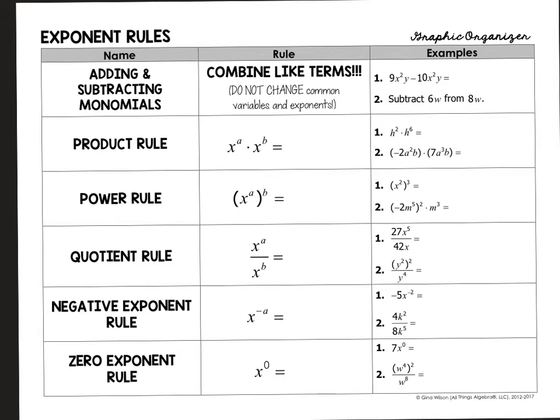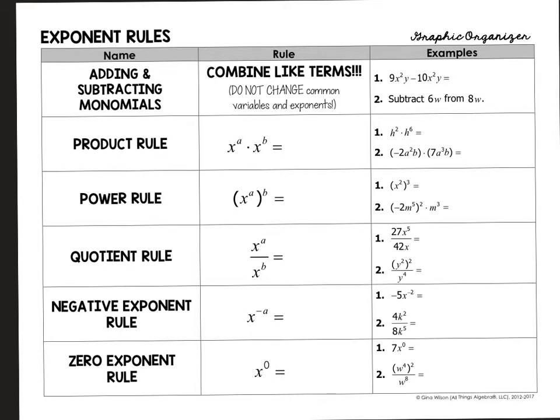So remember that like terms have the same variables raised to the same exponent, so the same combination of variables and exponents. When we talk about combining like terms, we add or subtract what we call the coefficients, which is the numbers in front of the variables. It's under adding and subtracting monomials, and they're called monomials because each one is one term.